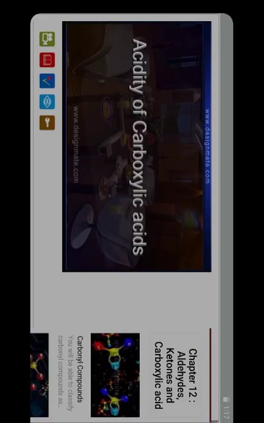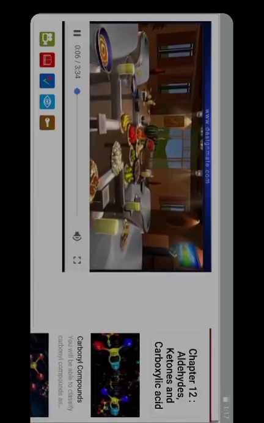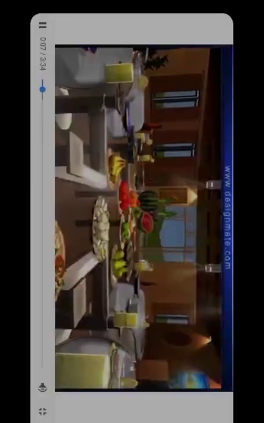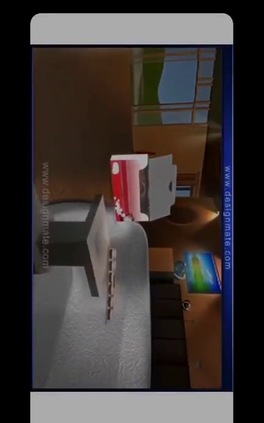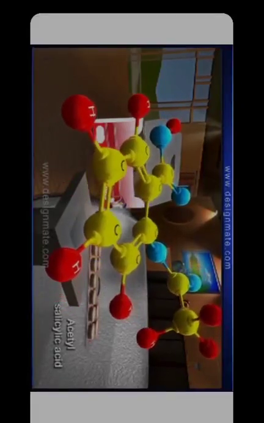Acidity of carboxylic acids. Carboxylic acids occur freely in nature. For example, citrus fruits like oranges and lemons contain citric acid. Green apples contain malic acid. Carboxylic acids are also industrially manufactured for various purposes. Aspirin, the commonly used analgesic, contains a carboxylic acid known as acetyl salicylic acid.